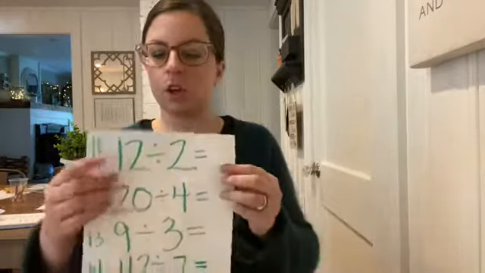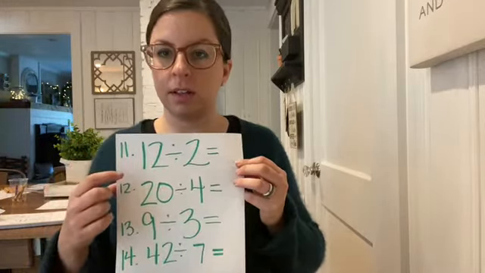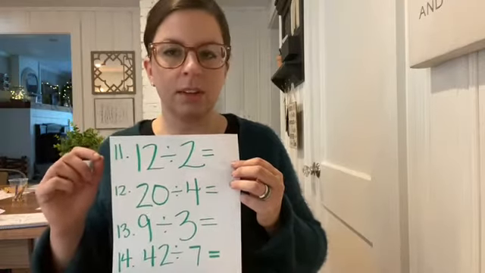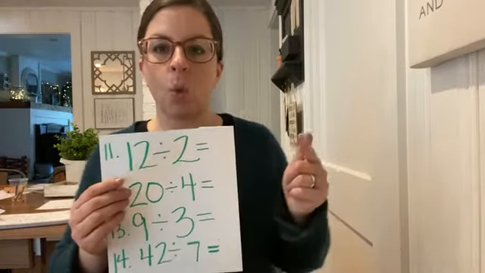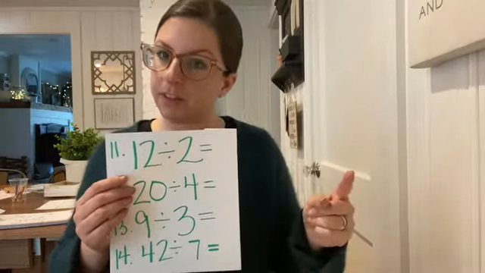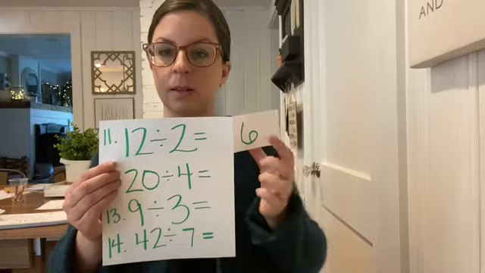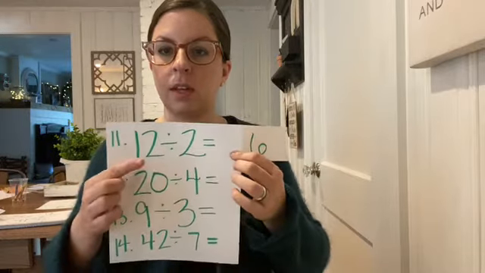Now remember, multiplication and division are inverse operations. So that means they're opposite of each other. So they're in the same fact family. We'll say they're cousins, okay? So if, number 11, 12 divided by 2 equals, well, if you don't know, all you have to say to yourself is, what times 2 equals 12? Because multiplication is the opposite of division, okay? So that would make 12 divided by 2 be 6, because 6 times 2 equals 12.